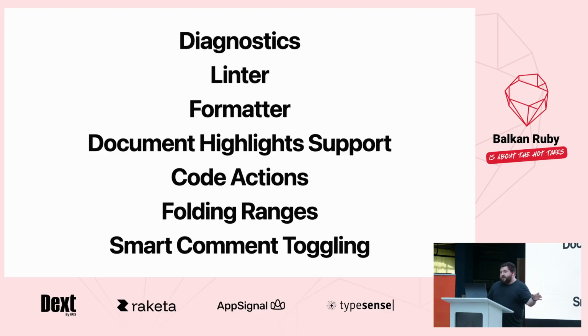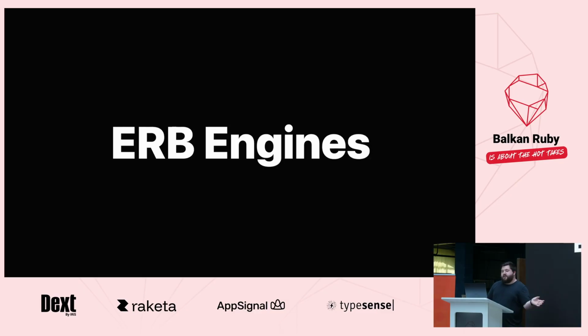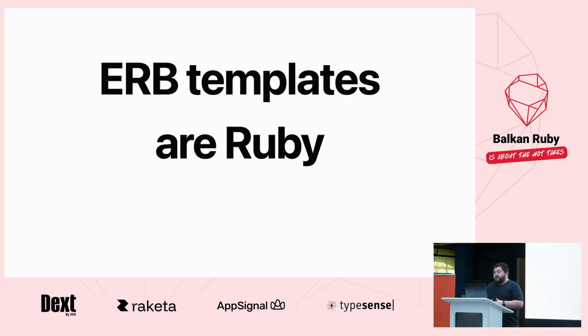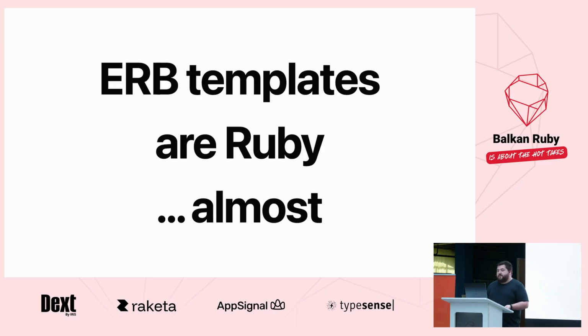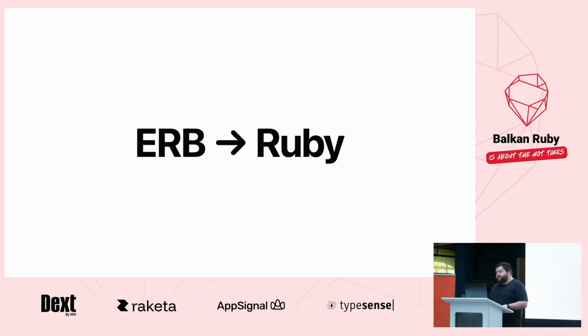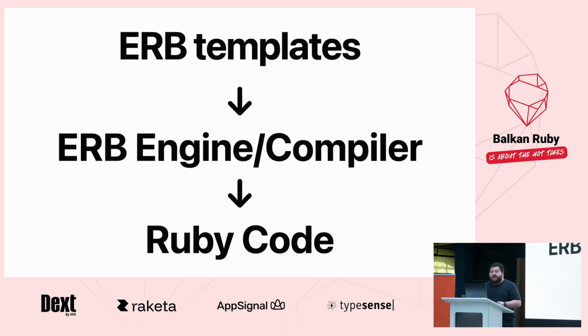Okay, so this is the tooling, the static side. So let's switch over to the runtime to render ERB documents. ERB templates are Ruby, or well, they are almost Ruby, because for us to be able to run them, we need to convert the ERB to Ruby first. So this typically means that we take our ERB templates and pass them through the engine or the compiler, which gives us Ruby code we can run in our Ruby environment.